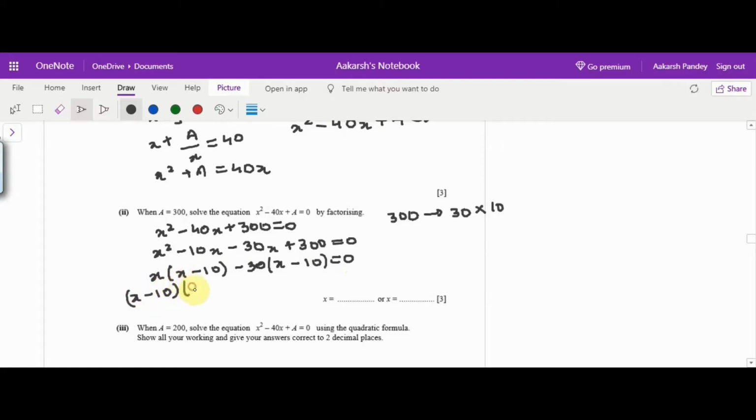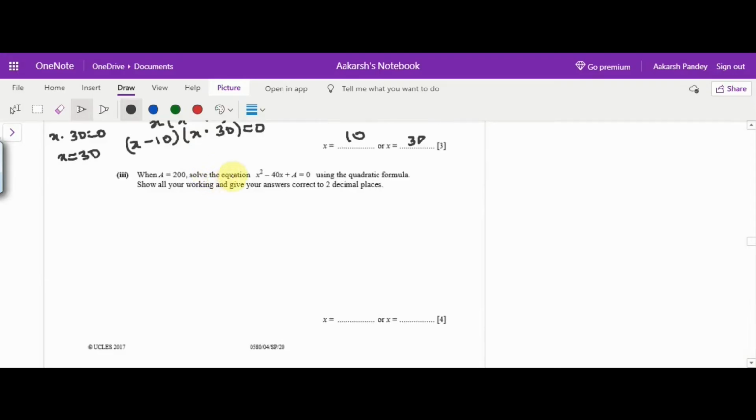x minus 10 times x minus 30 is equal to 0. Now because this has to be 0, either one of the factors has to be 0. So this means that either x minus 10 is 0, so x is 10, or x minus 30 is 0, signifying that x is 30. So the two answers are 10 and 30.